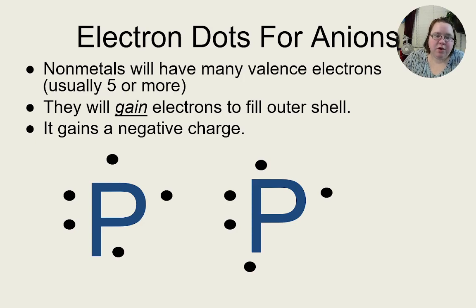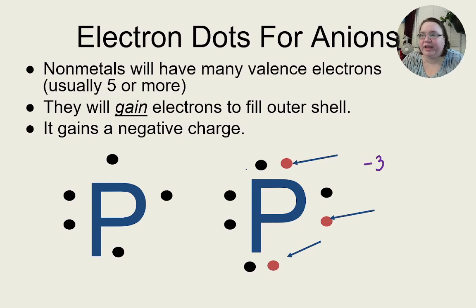There we go. So if we were to take our phosphorus atom, group 15, it has 5 valence electrons, and we go out and we add 3 electrons to it. There we go. So the little red dots are illustrating electrons that are brought in to that outer energy level to achieve the octet. That P, that phosphorus, now has a -3 charge. It is the phosphide ion.